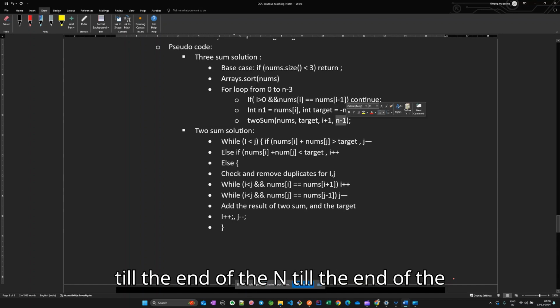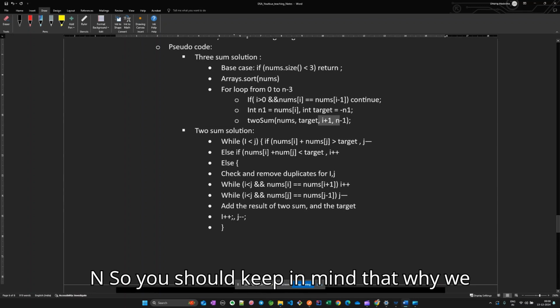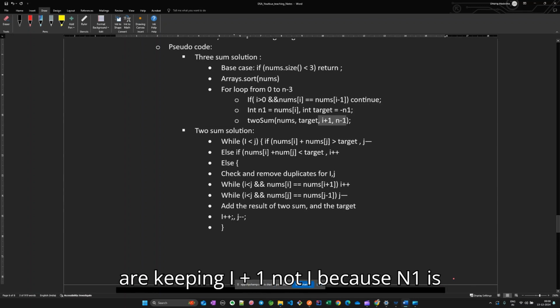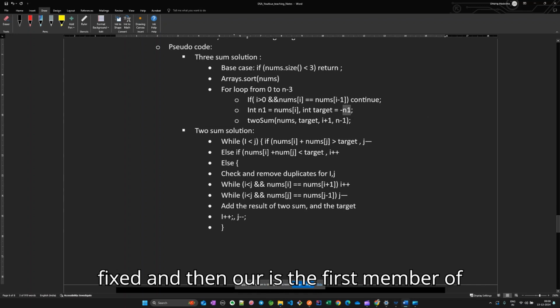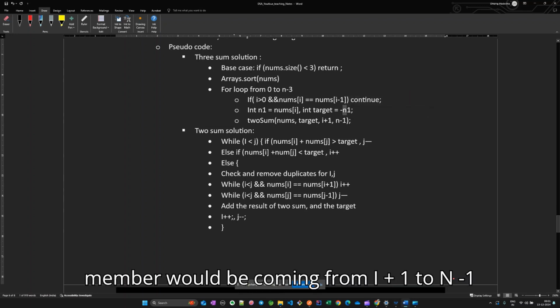And it goes till the end of the array. You should keep in mind why we are keeping i plus 1 and not i: because n1 is fixed and is the first member of our triplet, and the second and third members would be coming from i plus 1 to n minus 1.